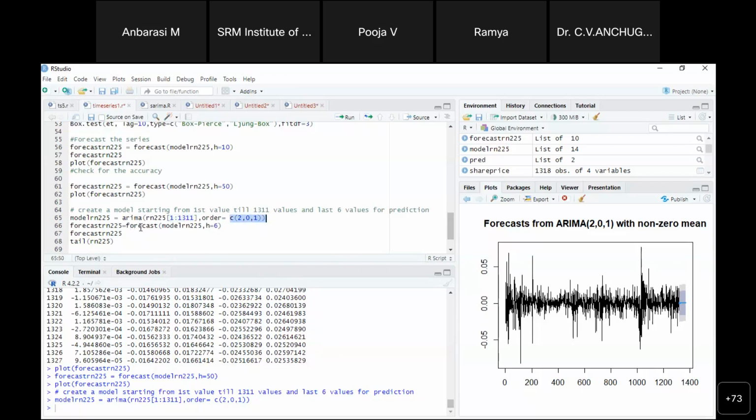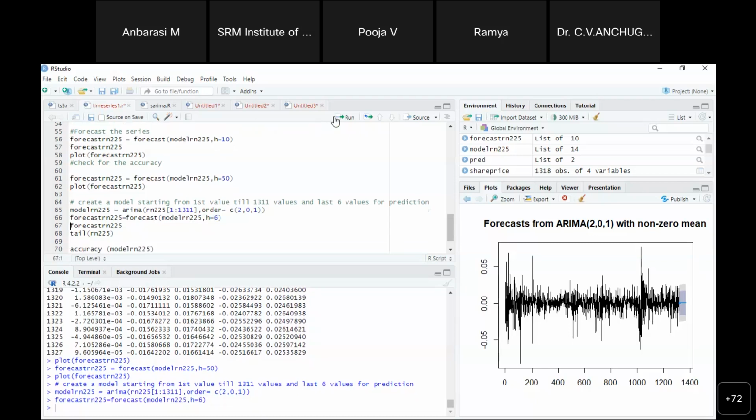I'm going to apply this model. After that, what I'm going to do is predict the remaining 6 records. That means 1312, 1313, 1314, 1315, 1316, and so on. For these 6 values, I'm going to predict, so I'm going to forecast it.